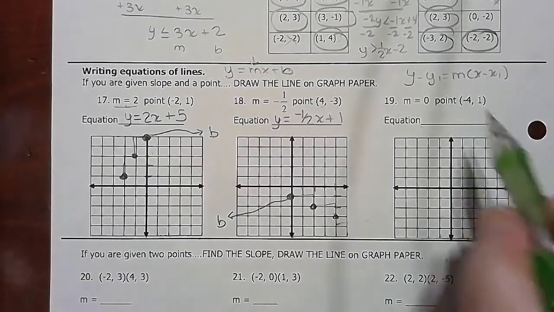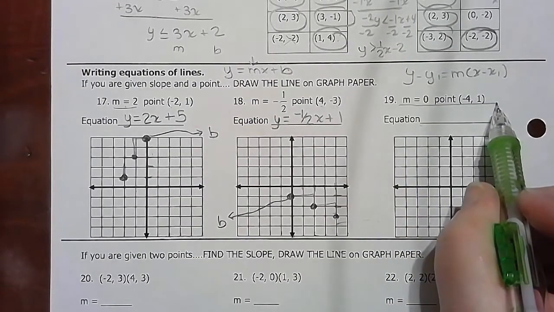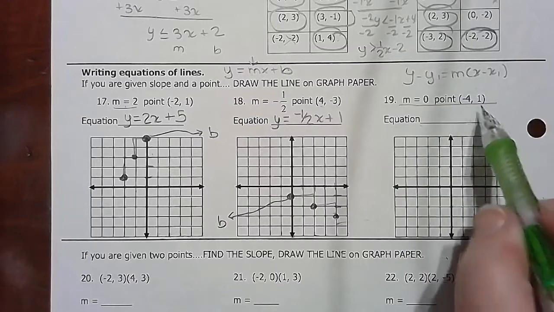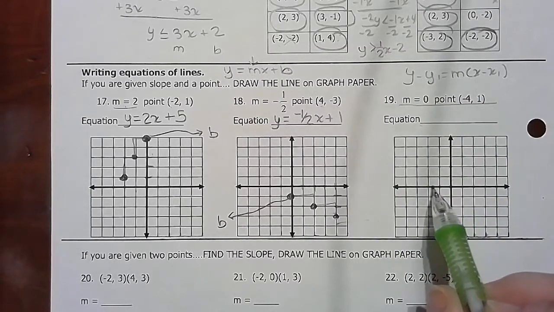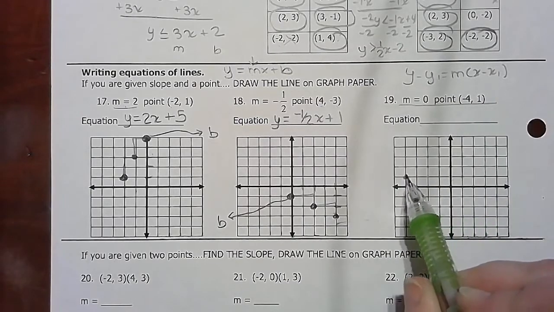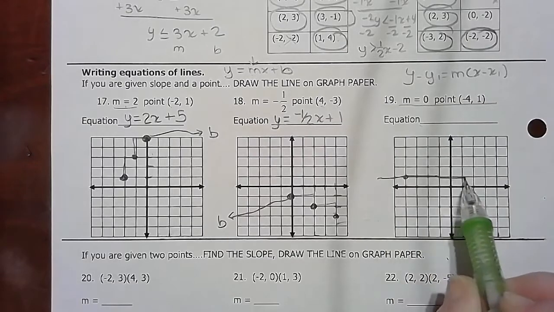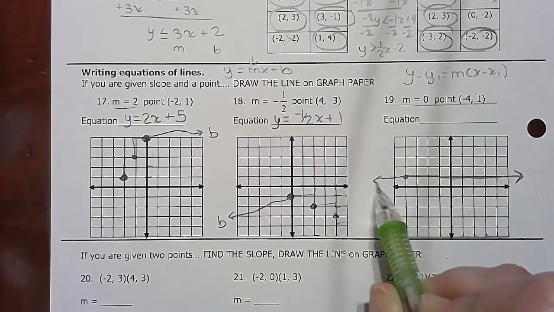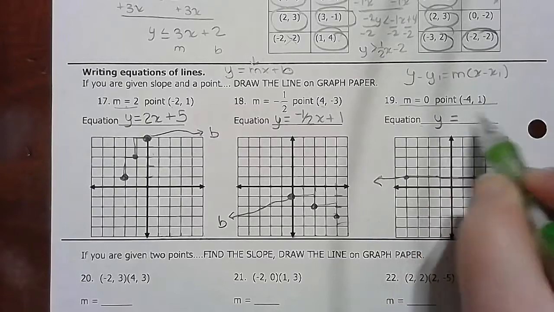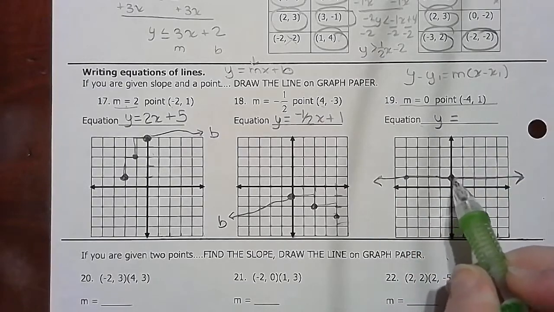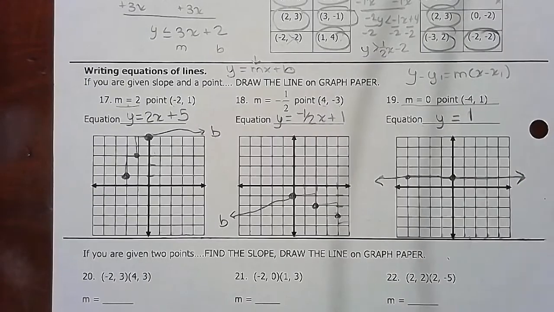Now, remember, anything with a 0 slope is a horizontal line. So draw your point, negative 4, 1, 2, 3, 4, up 1, and here you go across. Now remember, it's always going to be y equals whatever the y value is, which is right here, which is 1. Okay?